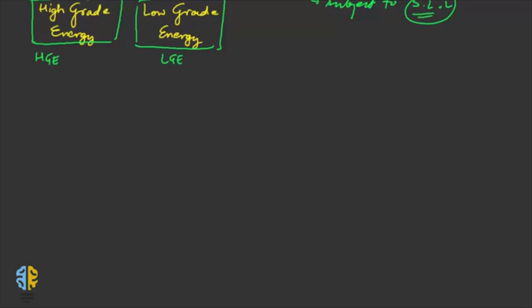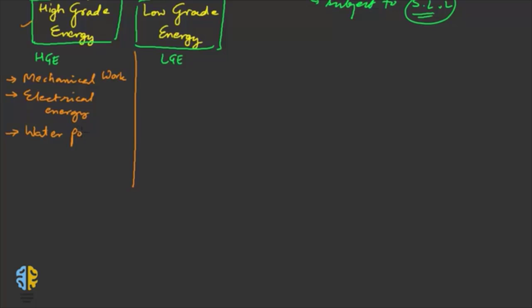For high grade energy, let me use these arrows to iterate various examples. The first example is mechanical work. This is also shaft work, if you have some piston which is creating some mechanical work, that is all taken under this particular category. Next, we have electrical energy, which is also a form of high grade energy. Next, water power, or hydraulic power, is also a high grade energy.